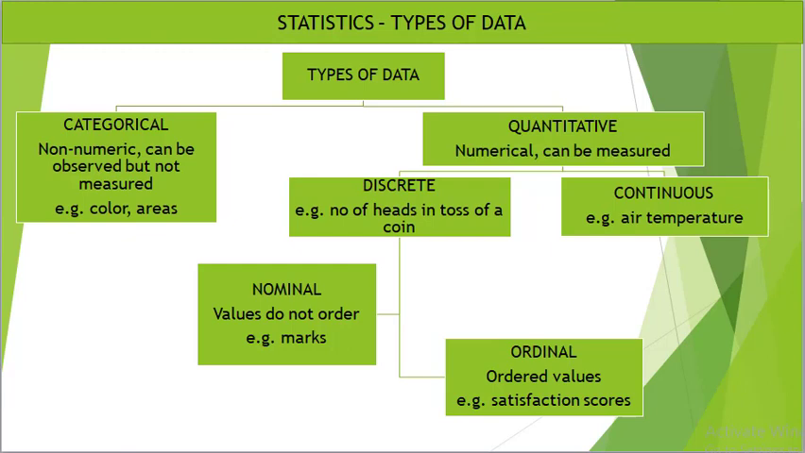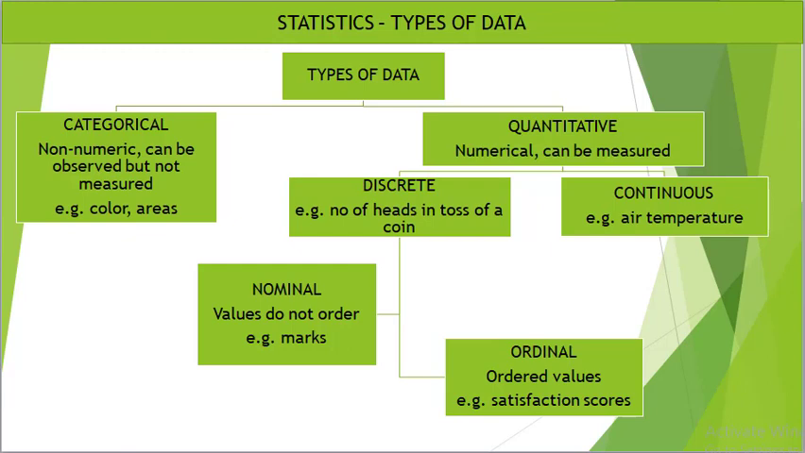Discrete values are ones which are whole numbers. We do not have any decimal points there. For example, the number of heads in a toss of a coin, or the number of values on a dice. A dice can have values like 1, 2, 3, 4, 5, 6. These are discrete numbers. You cannot have 1.2, minus 1.2, plus 2.3, minus 2.3, right? So we cannot have decimal numbers. These are discrete values.